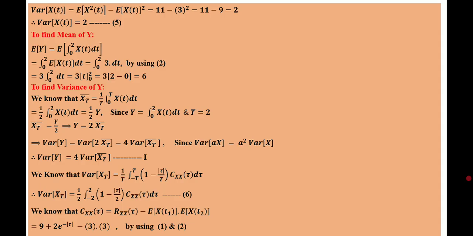So by using 1 and 2, we will get 9 plus 2 e power minus modulus tau minus 3 into 3, right, that is equal to 9 plus 2 e power minus modulus tau minus 9, so you will get 2 e power minus modulus tau. So Cxx of tau is nothing but 2 into e power minus modulus tau.